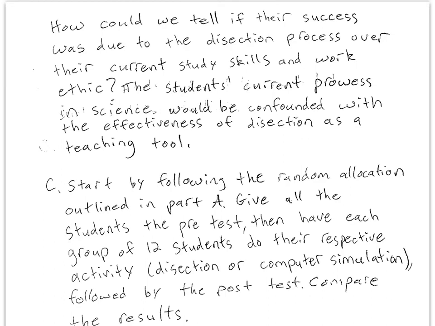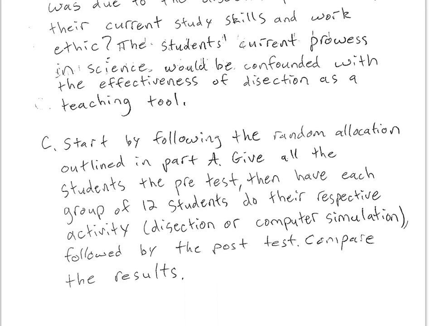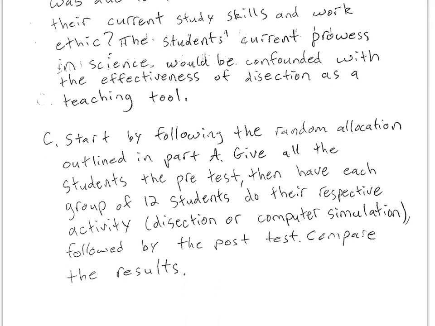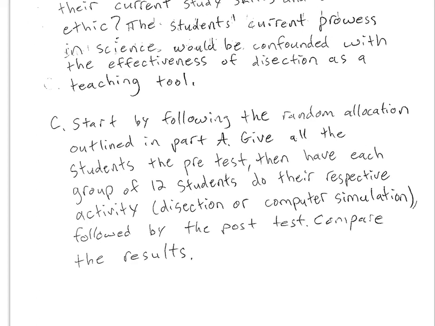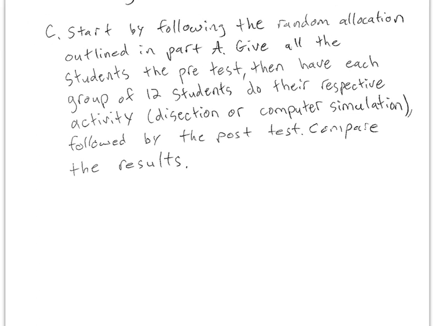So again, I just finished that up here. How could we tell if their success is due to the dissection process or their current study skills and work ethic? The student's current prowess in science would be confounded with the effectiveness of dissection as a teaching tool. So I'm specifically giving an example of when you remove randomization, what could go wrong, what sort of confounding effects could be and bias could be introduced into the results. So now part C, I just wanted to throw that in there.